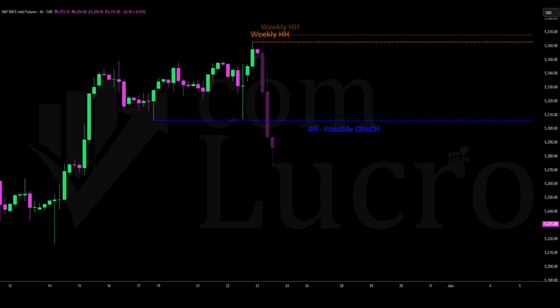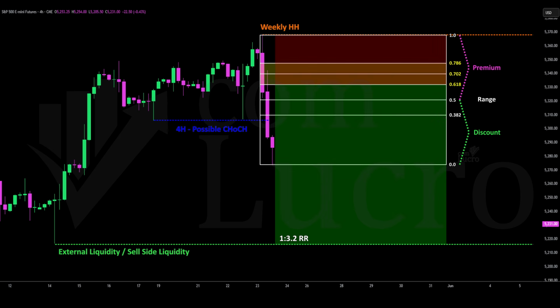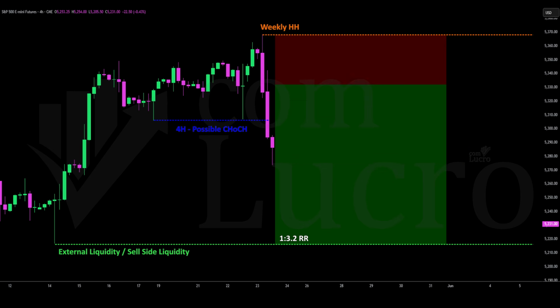Once the change of character forms on the 4-hour chart, we define the trading range and identify the premium and discount zones together with the optimal trading zone. Using the bearish leg as our reference, the entry is positioned directly at the 0.618 Fibonacci retracement level inside the OTZ. The stop loss is then placed above the weekly high that created the liquidity sweep, while the target is projected toward the external liquidity resting on the 4-hour chart. This creates an approximate risk-to-reward ratio of 1 to 3.2.